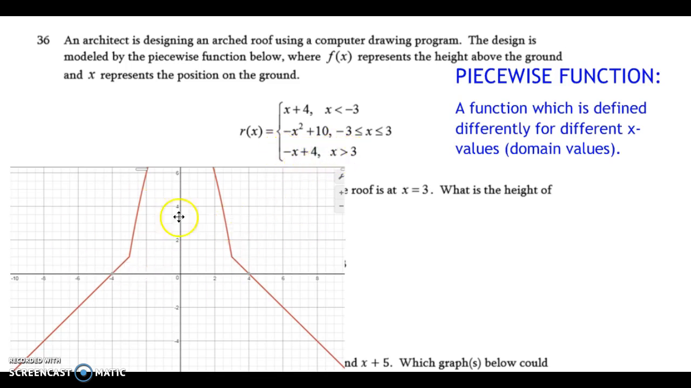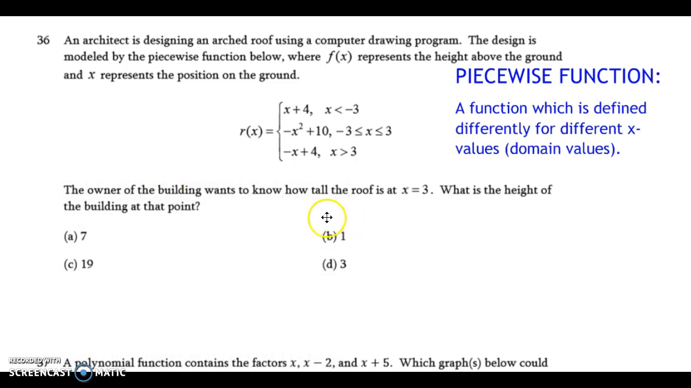So that's what the function looks like. A piecewise function just looks like 3 different pieces, in this case 3 different pieces, or 4 different pieces, or 2 different pieces, however many pieces it is, on a graph. All that being said, it said the owner of the building wants to know how tall the roof is when x is equal to 3.